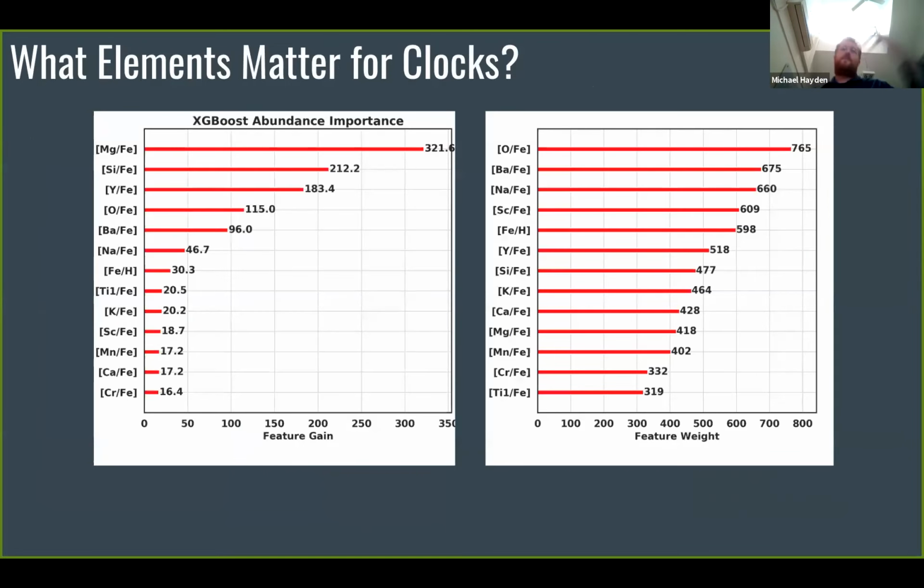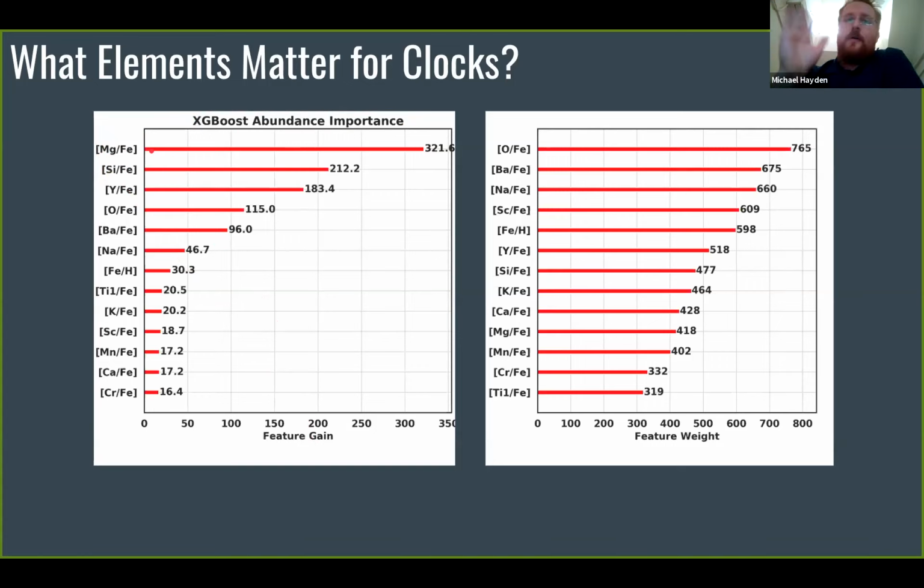Now I'm going to focus on what elements matter for these chemical clocks. If you want to use chemical clocks to determine an age for a star, what elements do you have to measure if you're doing a spectroscopic survey? This is what XGBoost determined was most important for a reliable age. I'm going to focus on the left panel here. You can see the top two were magnesium and silicon. So these are alpha elements.